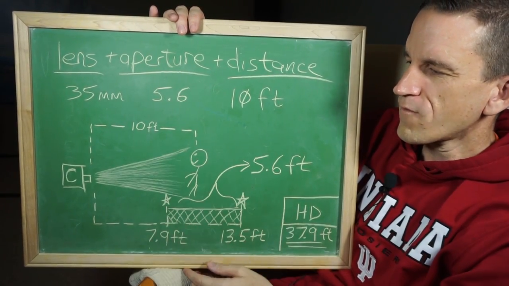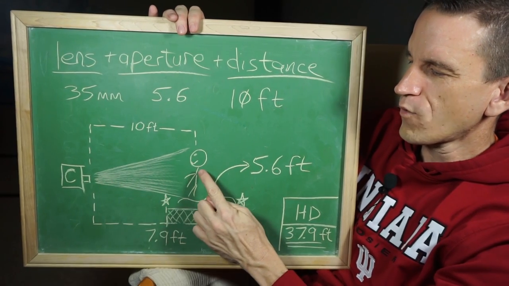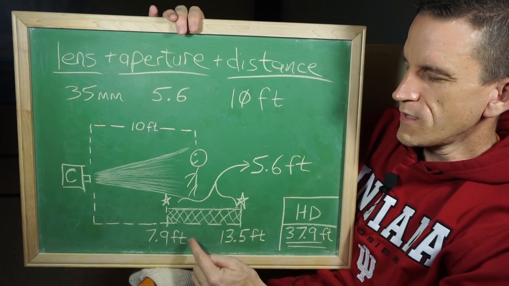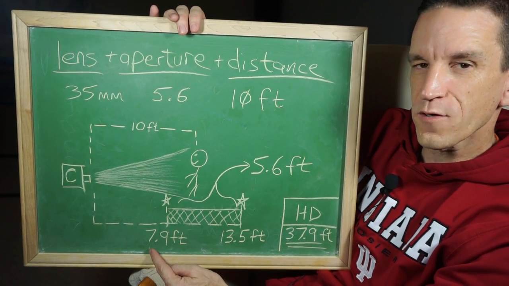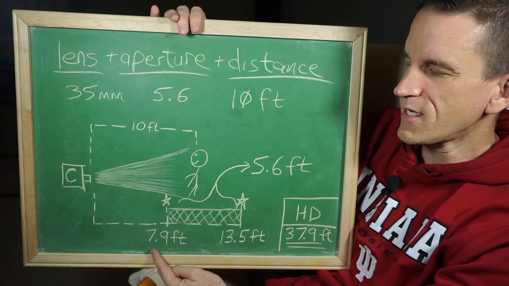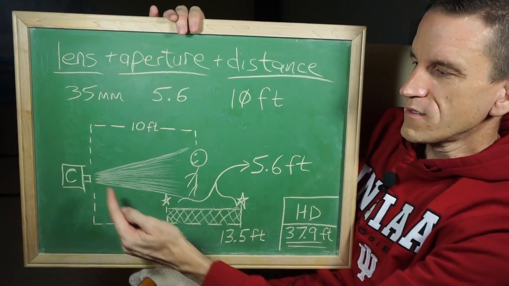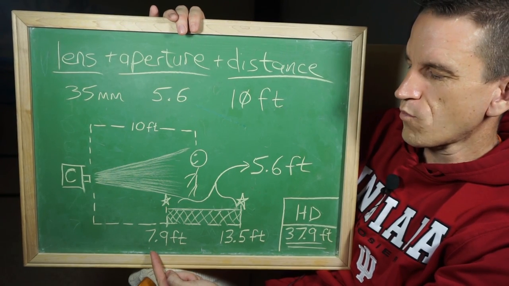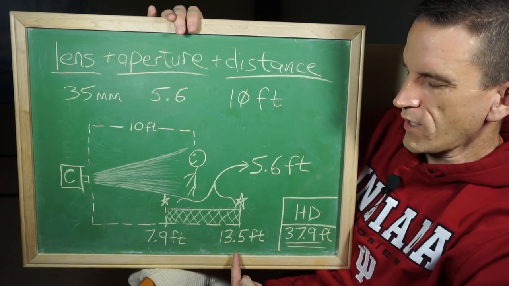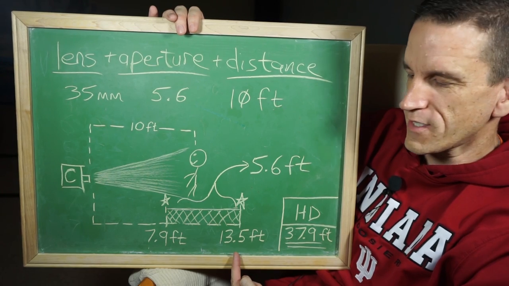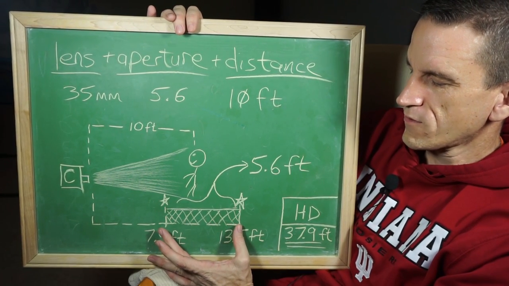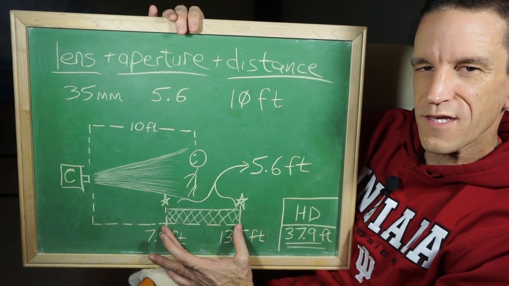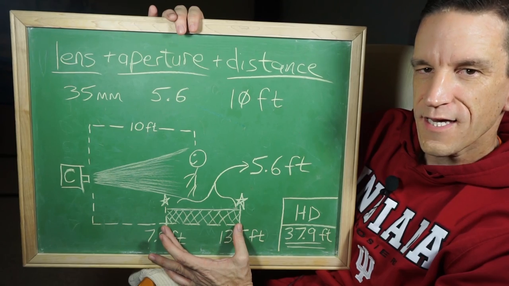But given what we have right here, if we're 10 feet away from our subject, and say I'm focused in on the eyeball right here, this means that we are actually in focus 7.9 feet from our camera. So again, we're focused at 10 feet, but we actually start our focus at 7.9 feet, and it goes all the way out to 13.5 feet. So this little notation that I've laid out right here kind of looks like a fence, but it means everything within the fence right here will be in focus.